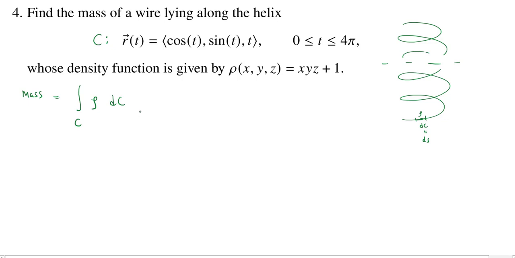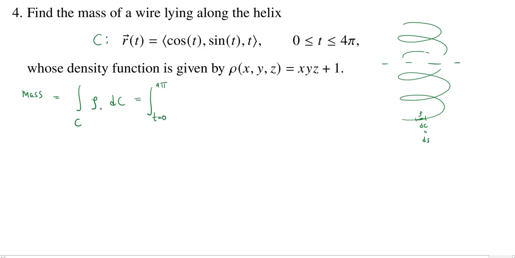All right, so to convert this into a single variable integral, we're going to work left to right. So first, normally we would have to take this curve and parameterize it, but that's already been done for us. And we can see that the bounds or the domain for t will be between 0 and 4 pi.